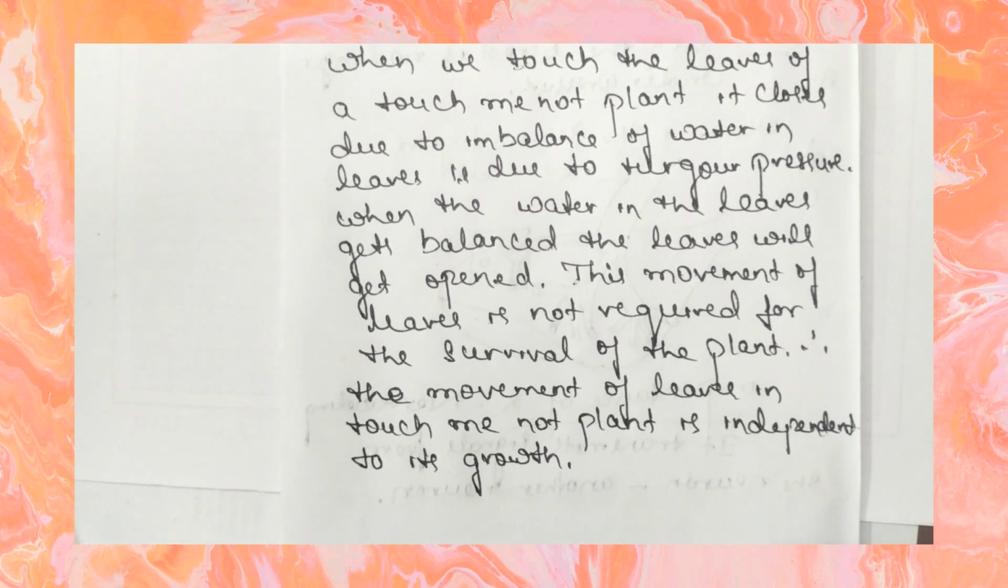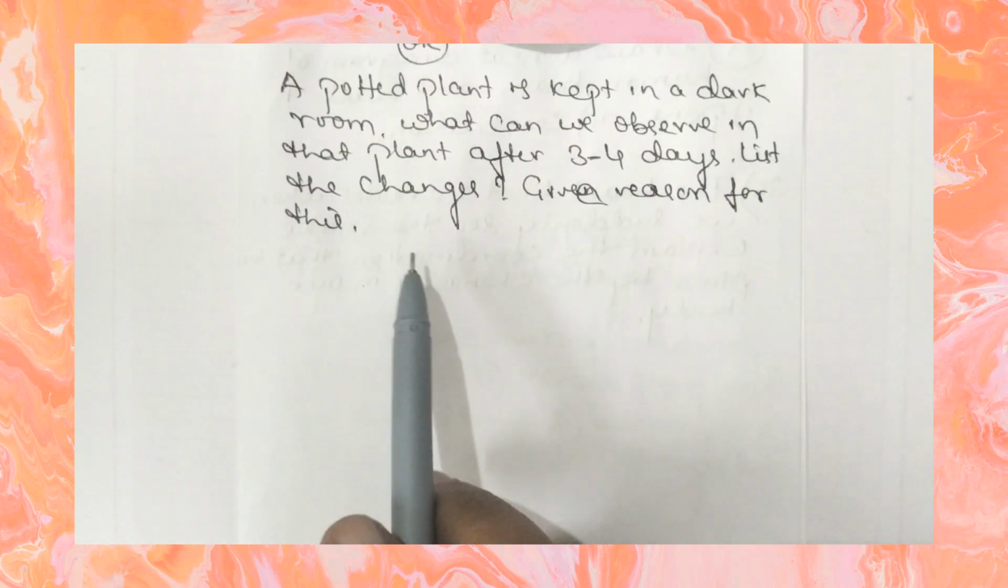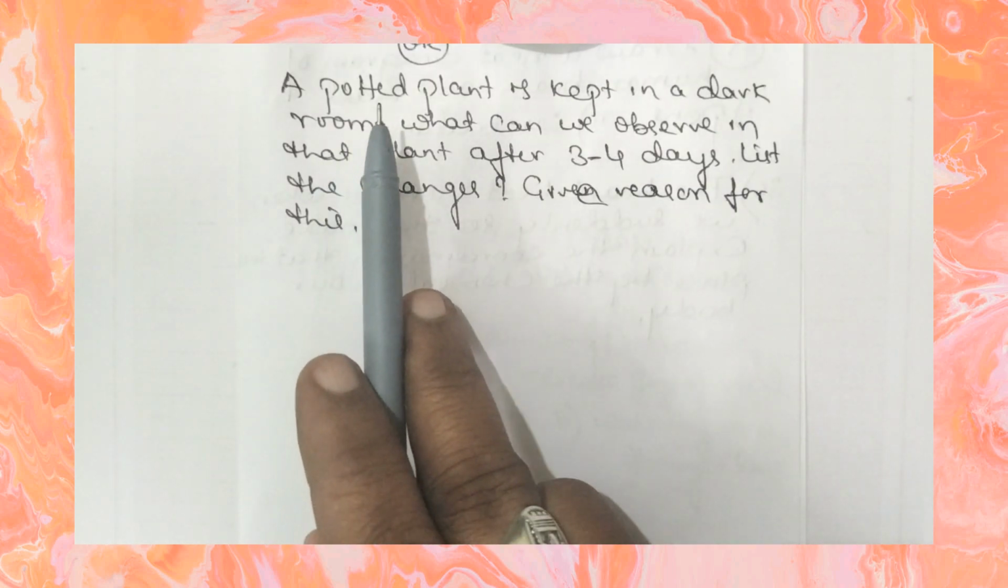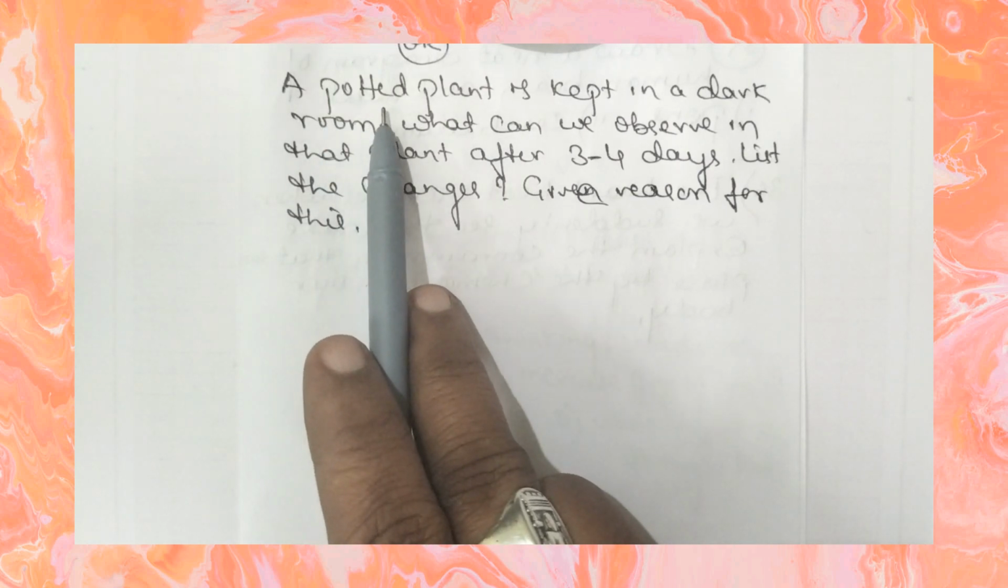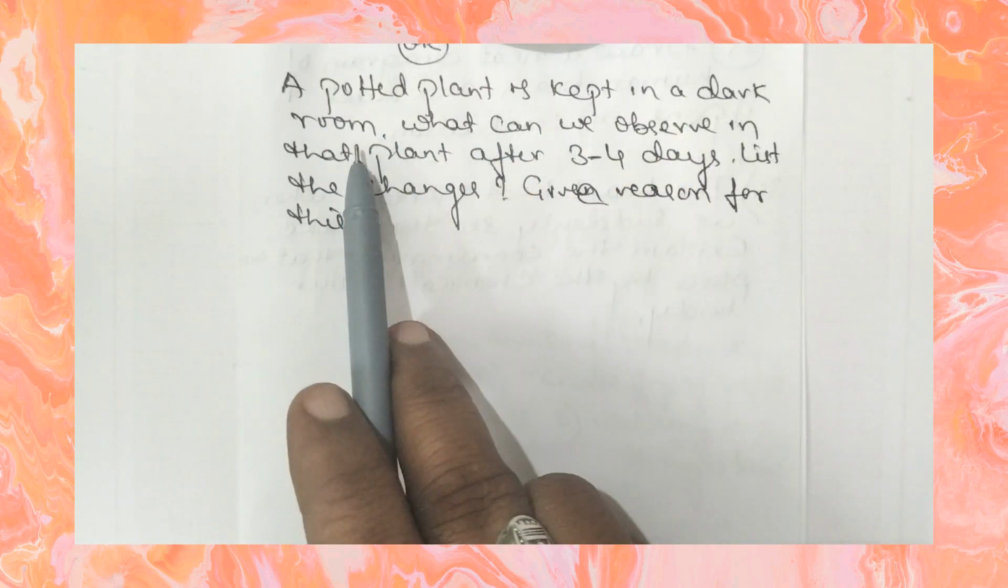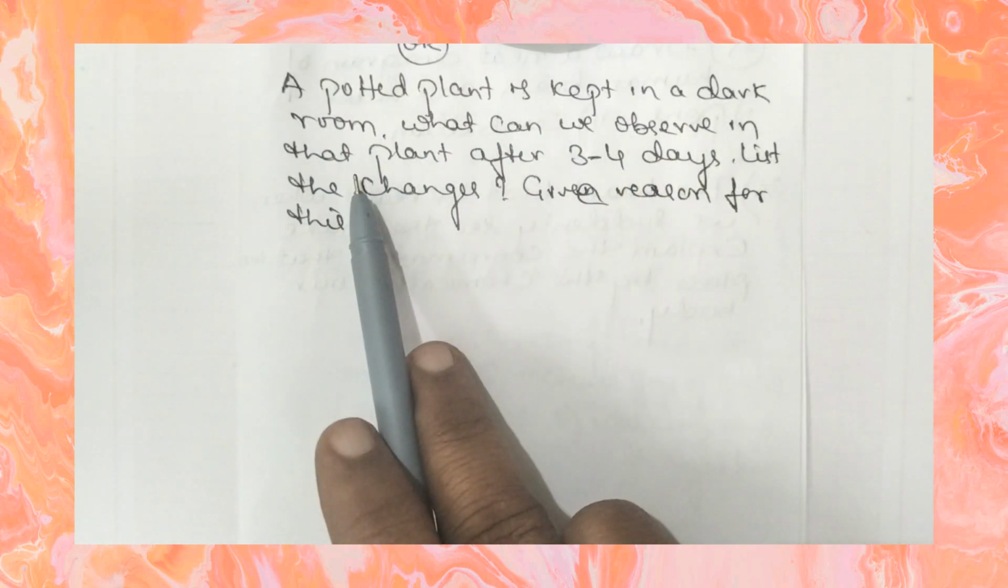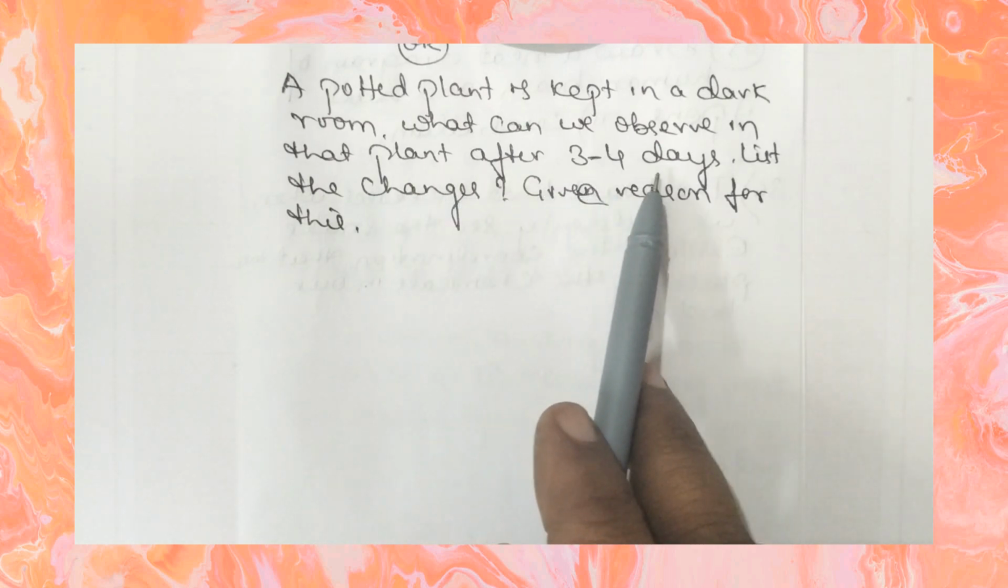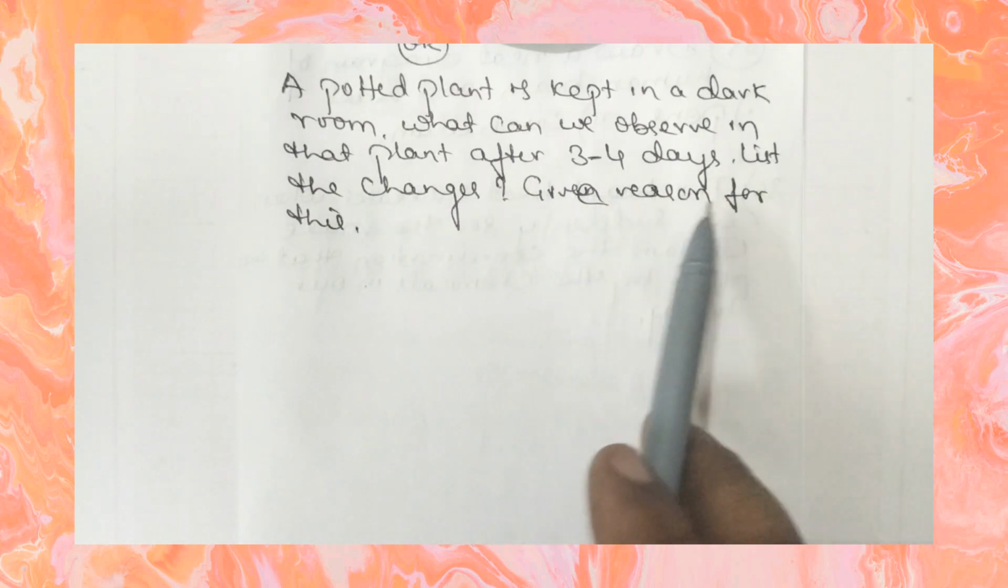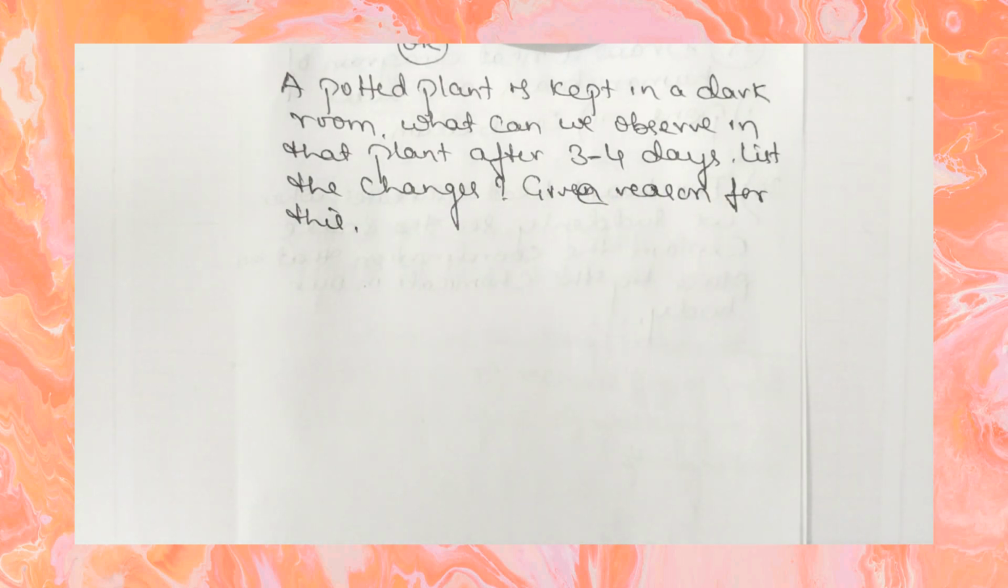So now let us move to the 34th question. The 33rd has an internal choice question. A potted plant is kept in a dark room. What can we observe in that plant after 3 to 4 days? List the changes, give reason for this. So let us answer this question now.